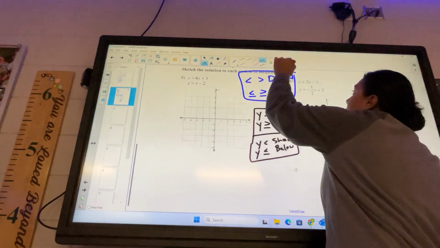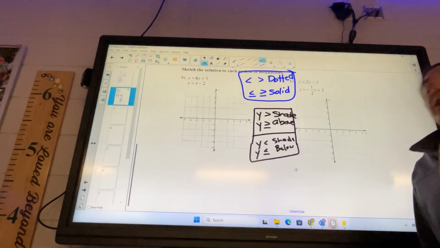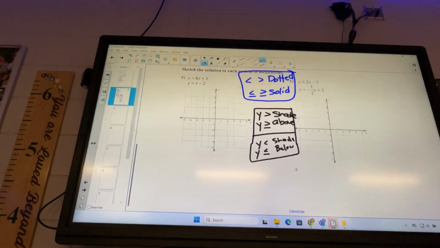So essentially you pick one from each box. It's either going to be solid or dotted, shade above or below, as far as line 1 goes. And remember, you can use this on your test. So that's probably notes. If you didn't remember that immediately, that's something I would probably write down.